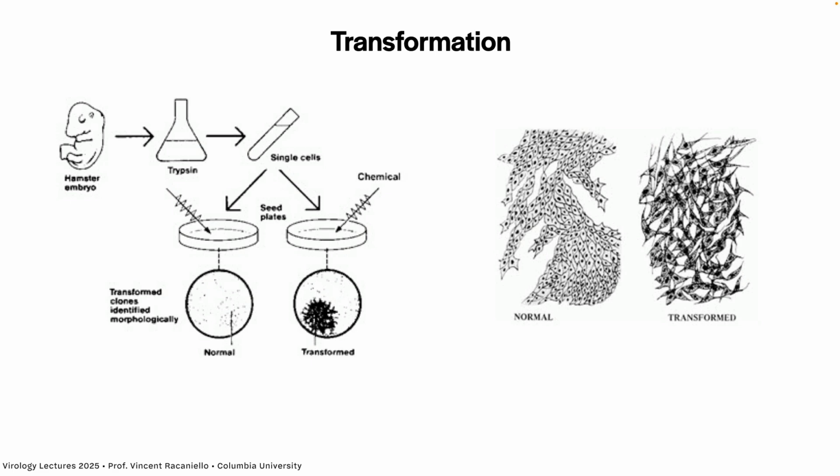So we take a hamster embryo, cut it up and treat it with trypsin so we get single cells, and then we plate those in plastic dishes and cover them with medium so that they will grow. And if we do nothing to the cells, they will grow normally, and they will look like this first panel on the right. That's a microscope view of what the cells look like. They're normal. Normal means a specific thing, which we'll get to in a moment.